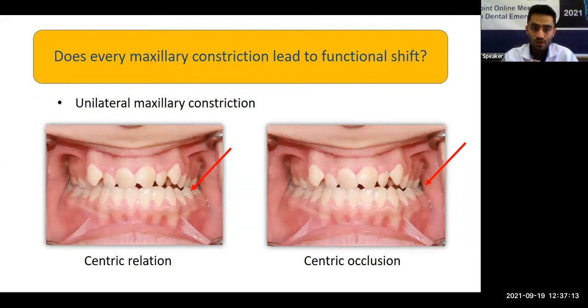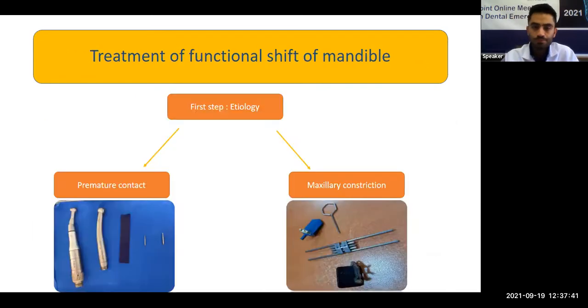Another situation is unilateral maxillary constriction, true unilateral maxillary constriction. Again, in this situation, centric relation and centric occlusion are the same. There is no shift of the mandible. Midlines are the same in both situations. And its etiology is because of the unilateral collapse of the maxillary arch. So both in CR and CO, we see a true unilateral posterior crossbite. It has a different etiology and totally different treatment plan from what we are talking about today.